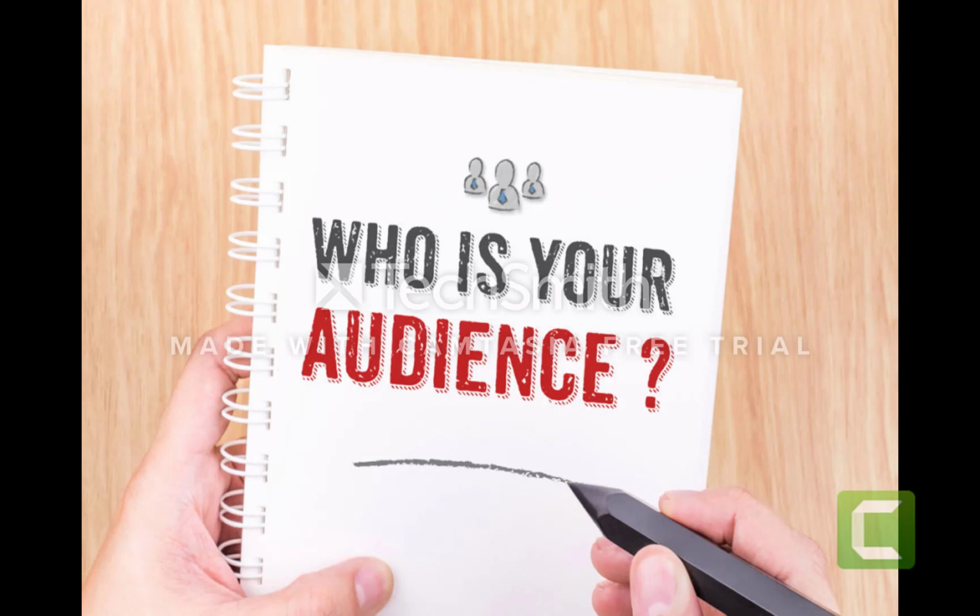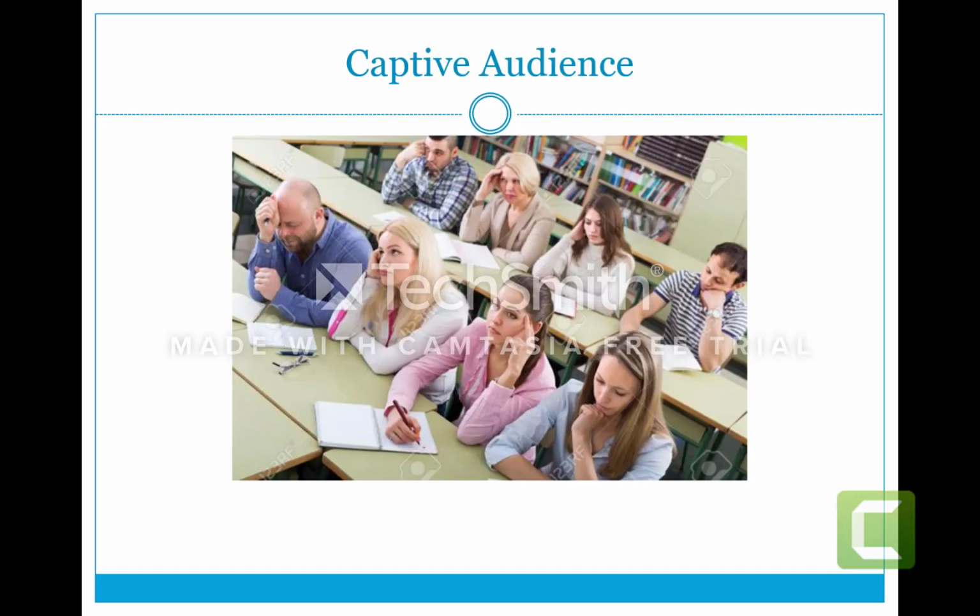So let's take a look at what the different types of audiences are and then how to conduct an audience analysis. So there are 5 different types of audiences, and the first one is a captive audience. A captive audience basically means that they have to be there. They don't have a choice. So you can see here the people in this room don't look like they necessarily want to be there.